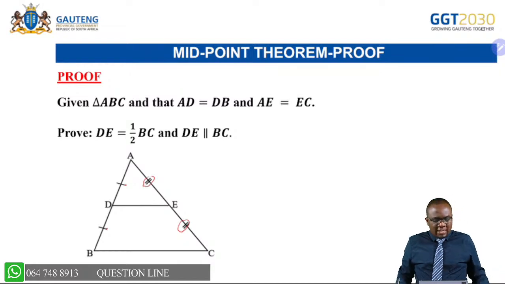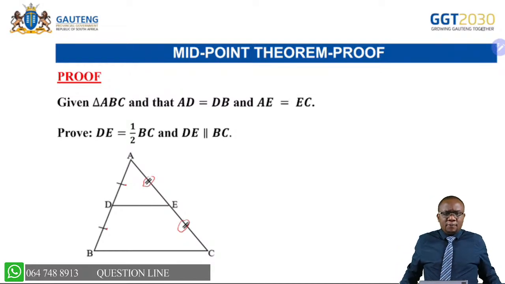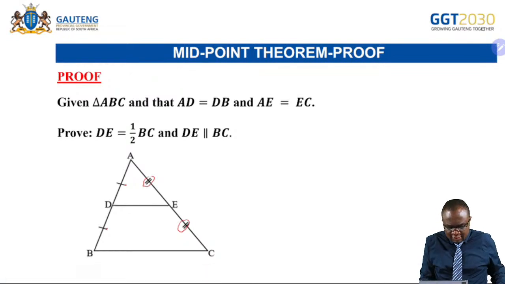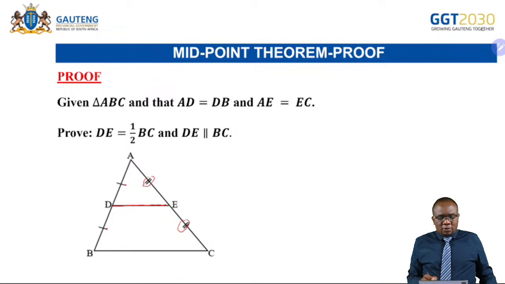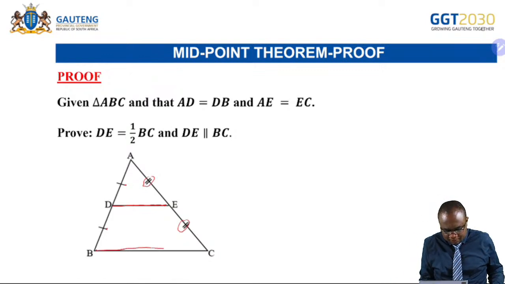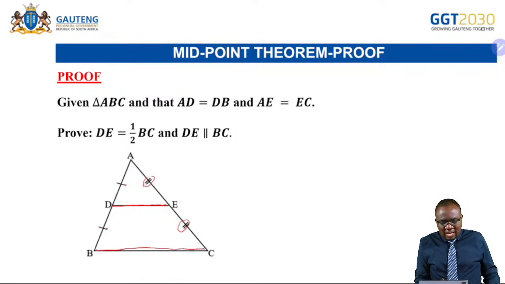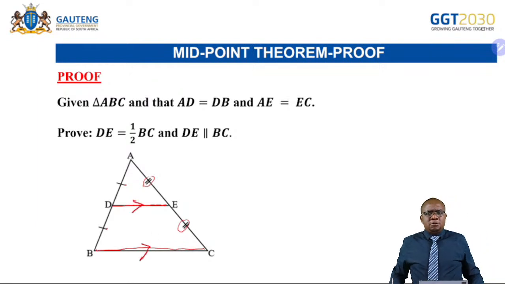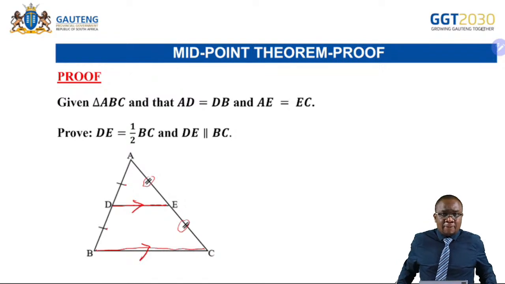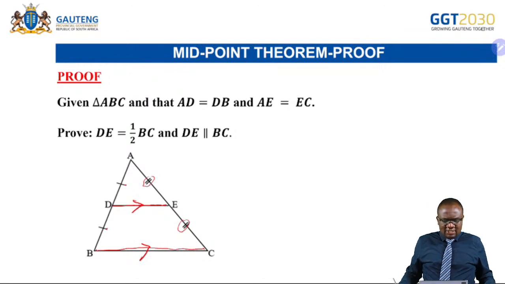Prove that DE. Do you see line segment DE? That DE is equal to half of BC, and that DE is parallel to BC. We want to prove that. We did that in the previous lesson. So now I'm just going to be asking you questions. You just answer them. You don't need to write a lot of things. Right, let's start.